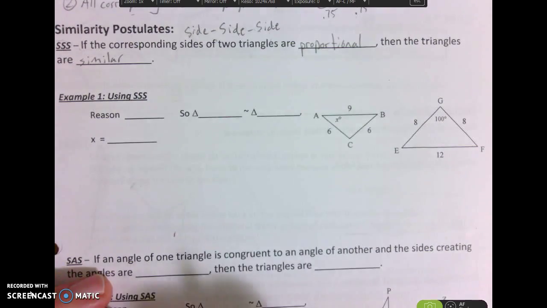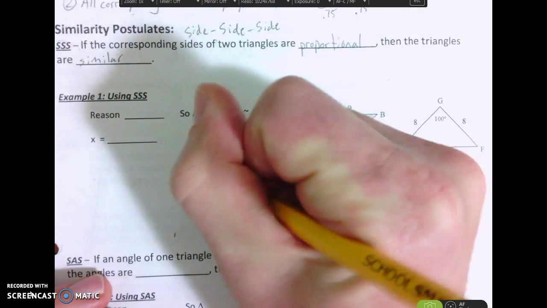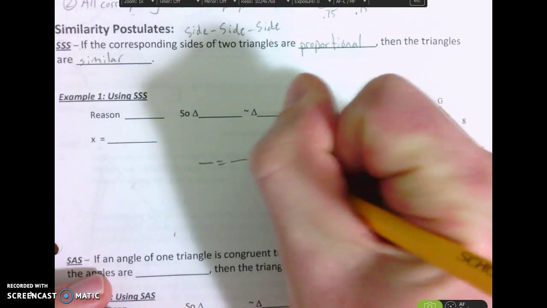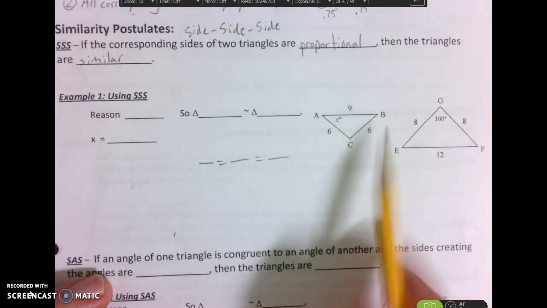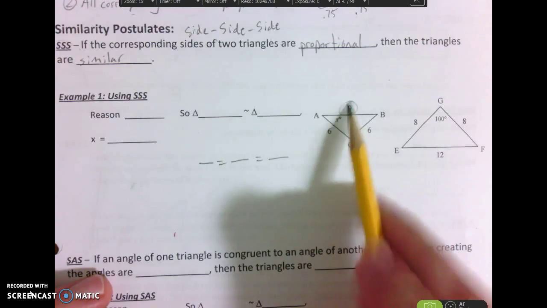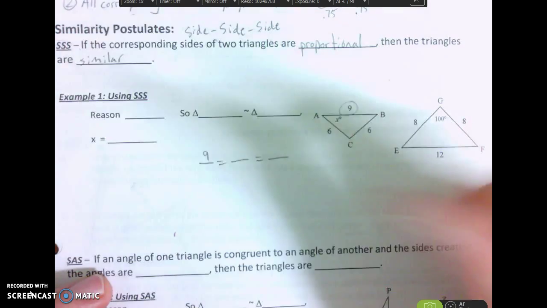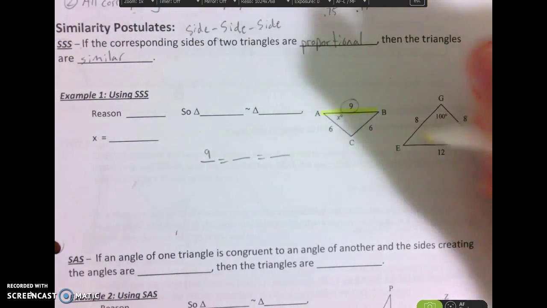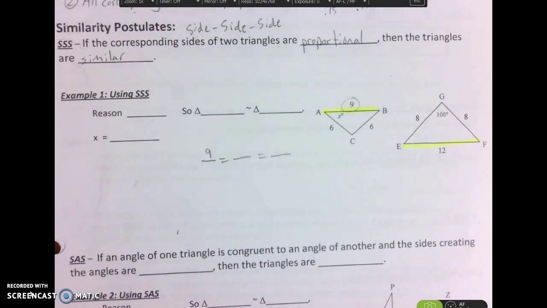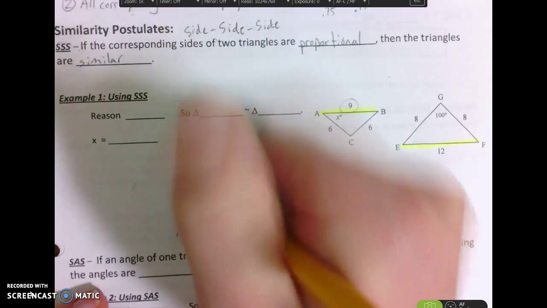I'm going to set up some ratios. They should all be proportional. So I'm going to have 3 ratios here. I'm going to start with the most obvious side. I'm going to take this 9, that's my small, and the side it corresponds with, or if I highlight it with the 9, is the 12. Okay, so the 9 goes with the 12.